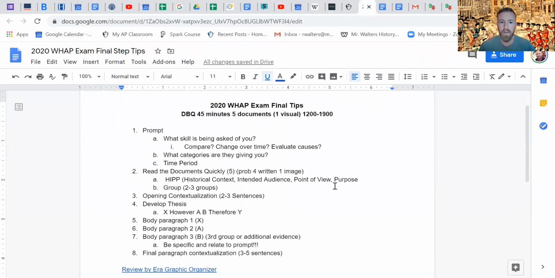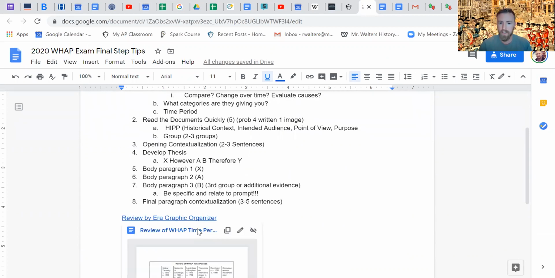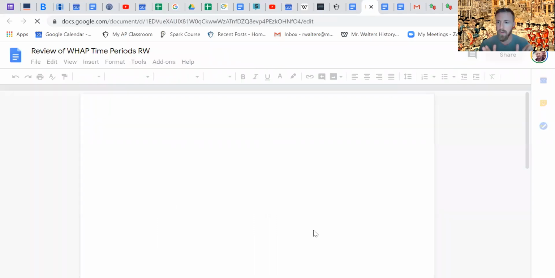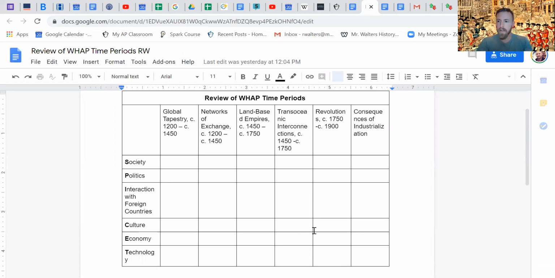Again, I would look over this. If I were studying the night before the exam, what I would do is look over, broadly speaking, the units and some specifics that happen in the units. Again, here's that graphic organizer I gave you guys. I thought this would be a quick, easy way to review: you could just look at the different time periods and jot down some things you remember about the society of that time, the politics of that time, the culture of that time. Again, it's just real quick.